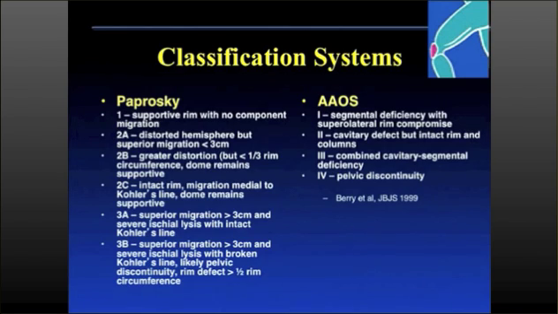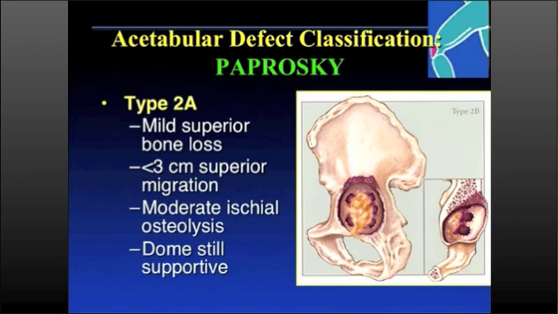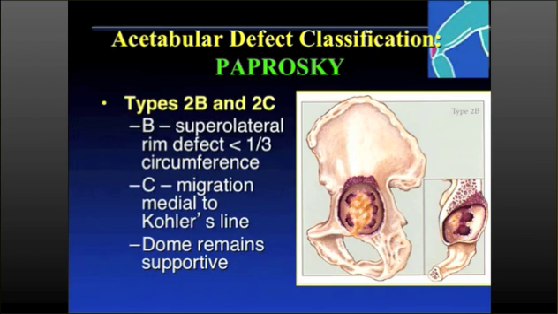So in talking about acetabular defects, there are two classification systems, and for the sake of this talk, we'll be speaking about the Paprosky classification. There are type 1 defects, and these have an intact superior rim. There's no osteolysis of the ischium or inferiorly at the teardrop. Types 2A have mild superior bone loss. There's less than 3 centimeters of superior migration. There's a moderate amount of ischial osteolysis. And the critical thing here is that the dome is still supportive.